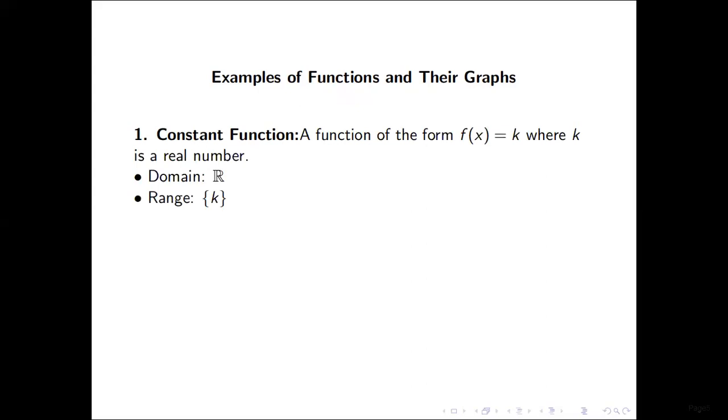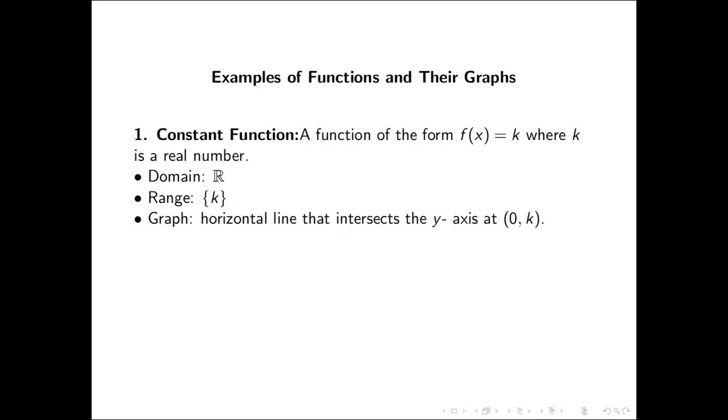And what is the range? The range is just the set of all y values. So you collect all y values, you have the range. And since there is only one value for y, it's a constant value, the range would consist only of k, the real number k. Its graph is a horizontal line, since the y value will always be k. So that would be a horizontal line.